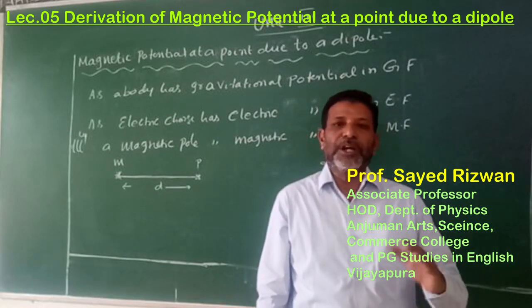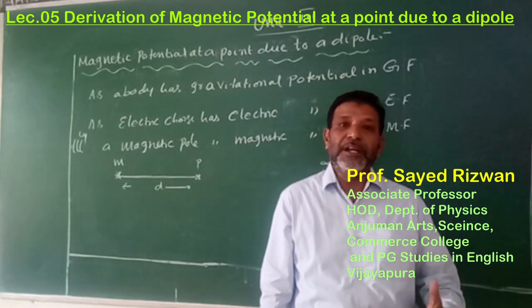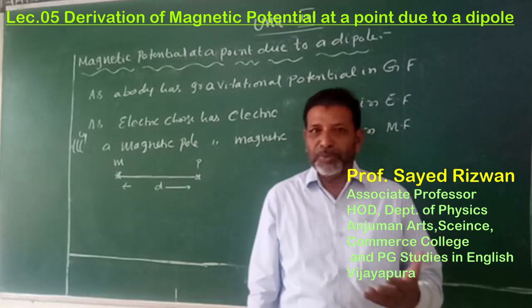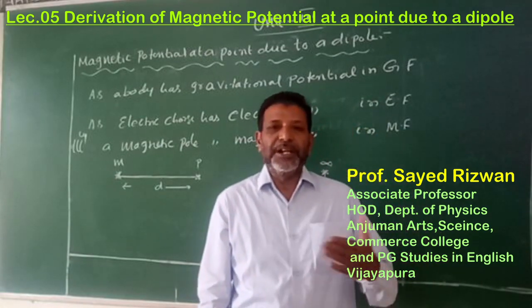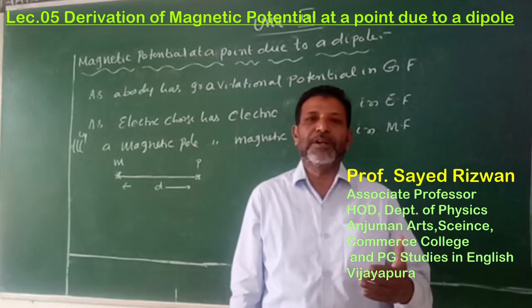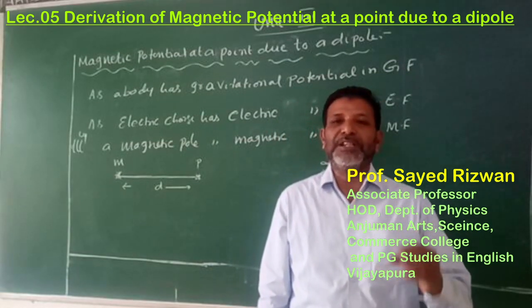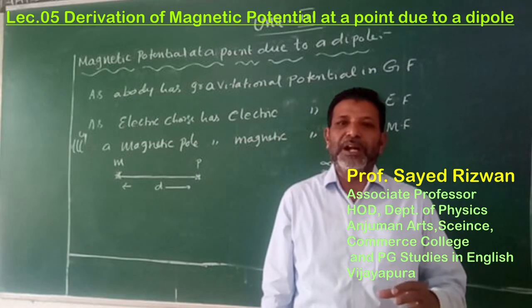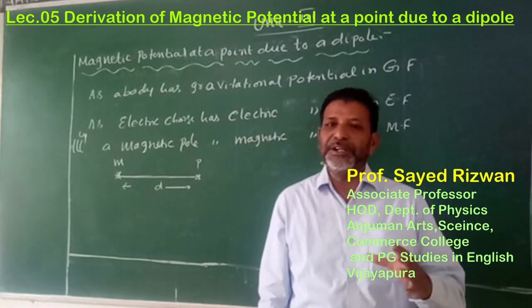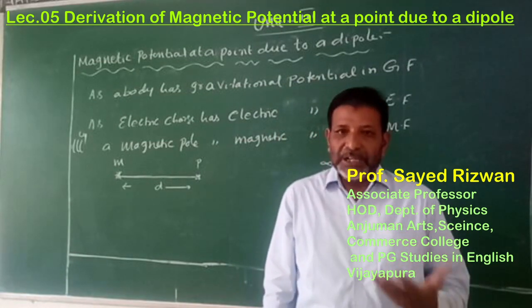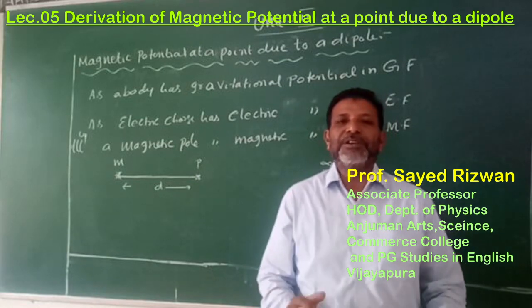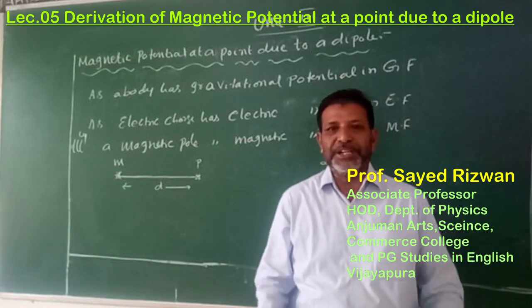Now, today we are going to discuss in detail the magnetic potential and the derivation of the formula for magnetic potential at any point on the axial line of a dipole and the equatorial line of a dipole. Now, again, just to recall the definition of the magnetic potential.